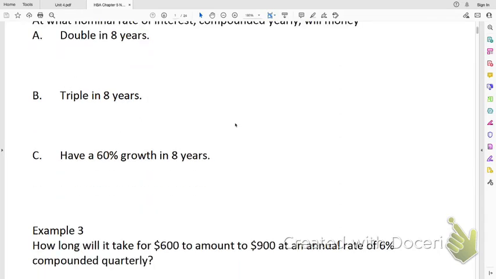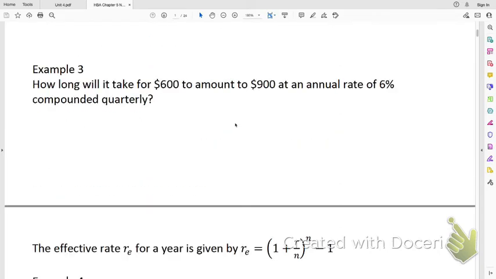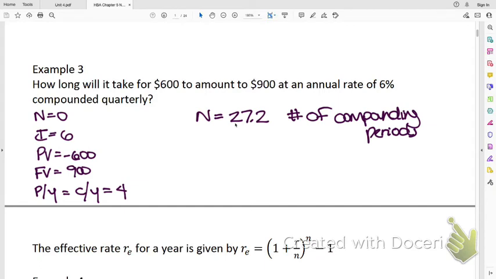All right. This time I want you to set up what goes in here. How long will it take for $600 to amount to $900 at a rate of 6% compounded quarterly? This time, what do we want to know? N. Now, N is not going to be our final answer, but I want you to start by plugging in stuff and solving for N, and then we'll come back to that. This gives me the number of compounding periods. What is the issue with that?